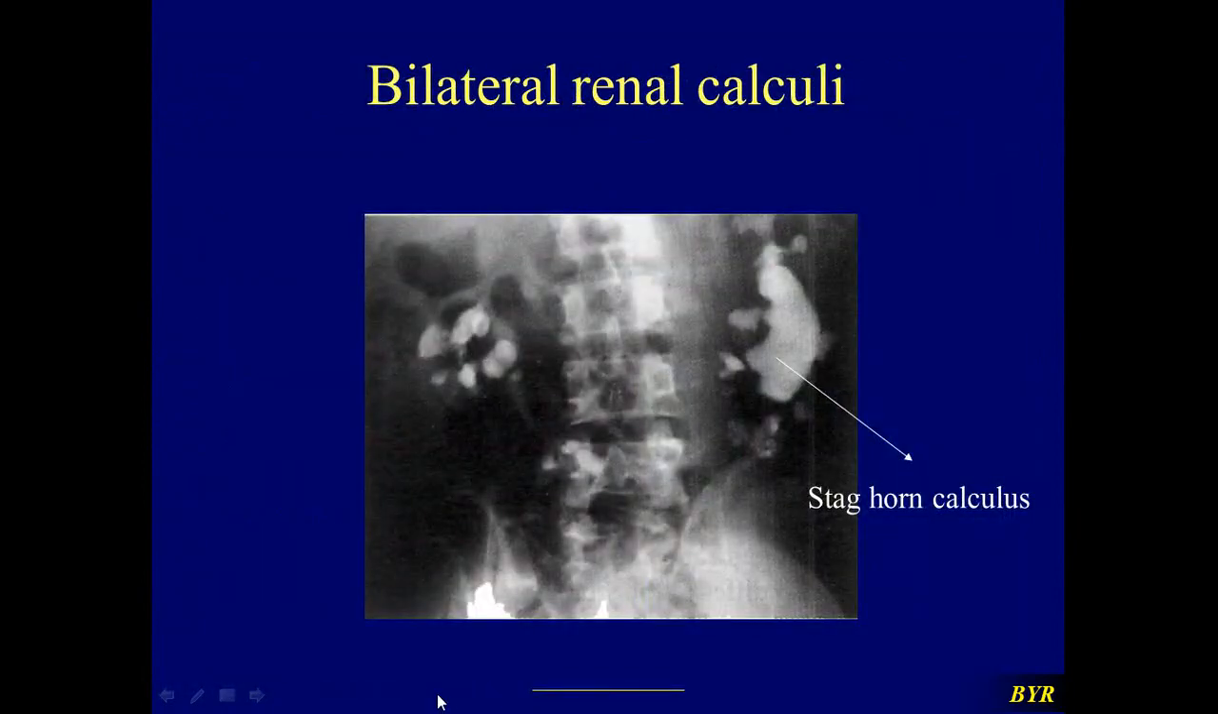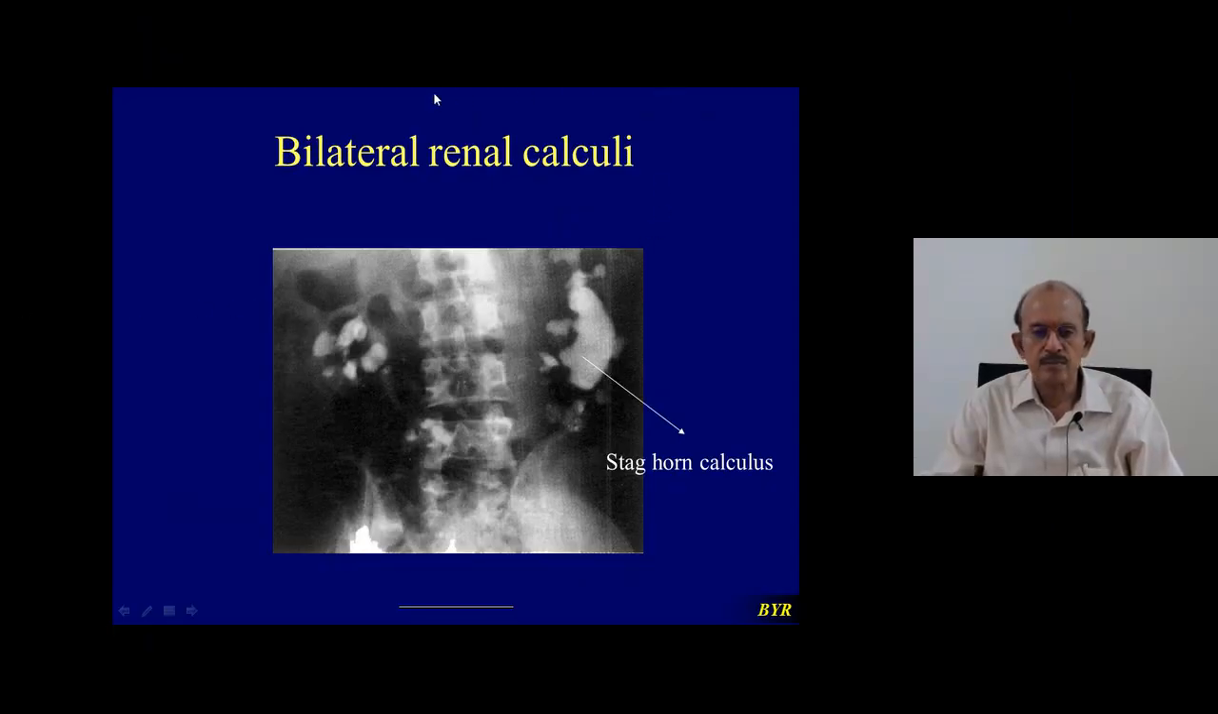I will show you some examples here. So these are multiple radiopaque densities you are seeing, and on this side, you can see a calculus with multiple branches coming out. So this is called a staghorn calculus. Stag means a deer. Its horn will have a lot of branches. In a similar way, there will be branches coming out from this stone. This is called a staghorn calculus.